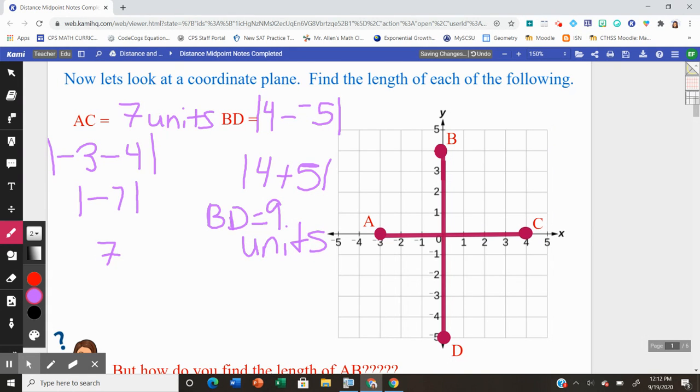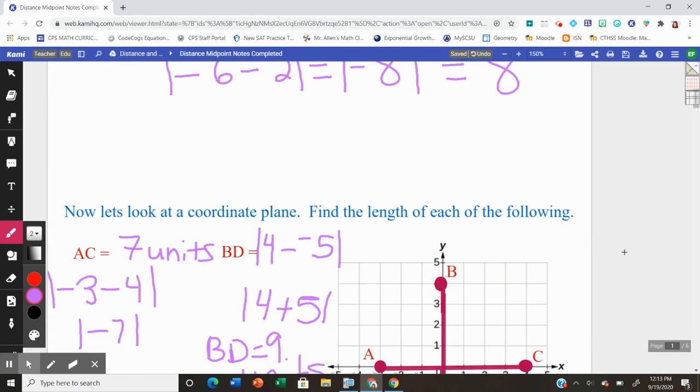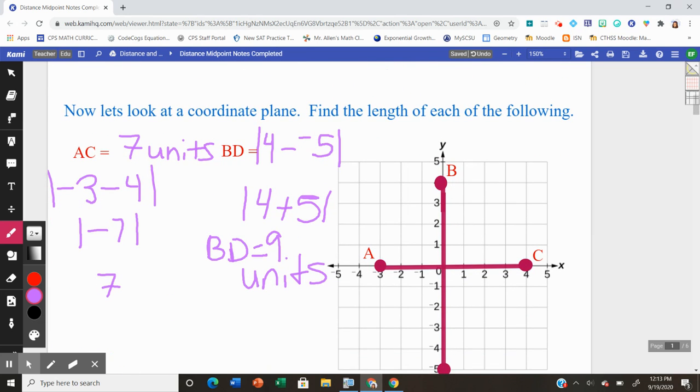Okay. Again, you could do bunny hops to check, but for right now, as long as we have a horizontal line or a vertical line, straight up and down or horizontal, then we can just find the difference in the distances and we get our final length. All right, so not so bad. So how do we find the length then of AB? Well, if we were going to draw that segment in there, that's no longer going to be horizontal or vertical. It's a slant. And we can't count slants on a coordinate plane.